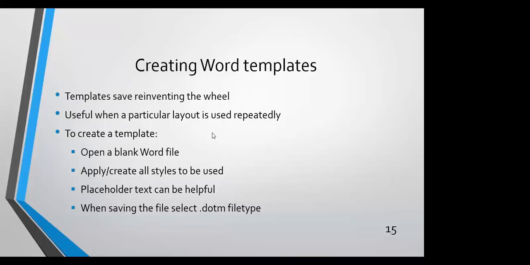Creating Word templates. Templates save reinventing the wheel. If you're going to be using the same format in lots of documents, then create a template. To create the template, open a blank Word document, apply the styles and layouts that you want, and put some placeholder text in there, because that means that when you or someone else comes back to work on that document, you know what should go into that particular section of the document. When you save the template, save it as a DOTM file.